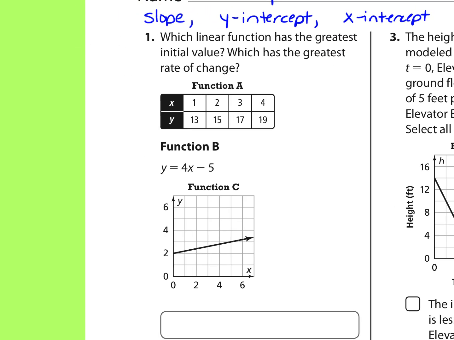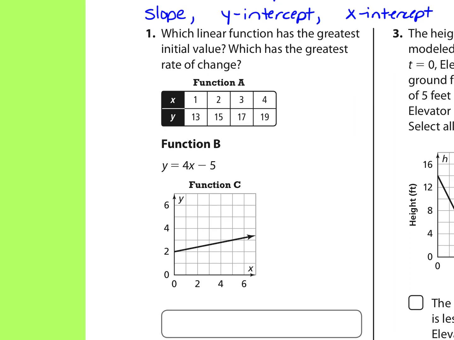So looking at problem number one, which linear function has the greatest initial value? We know initial value is just another phrase that means y-intercept. We could represent that by the letter b, or we could also figure out what it is by seeing where x is 0. So we're going to start there with finding our y-intercept.